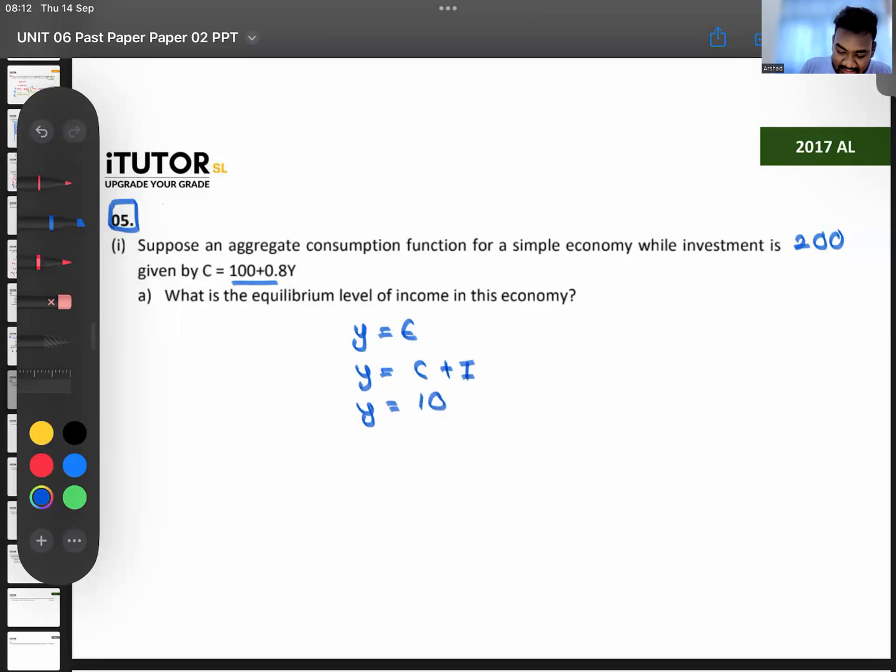C is 100 plus 0.8Y, I is 200. Can you solve this, guys? I'm not going to solve this. It will be a disgrace for me also. How much do you all get? Y equals 1000. Yes, I'm hoping you all did the questions and came. Don't just come and look at my face and wait. So equilibrium income is 1000.